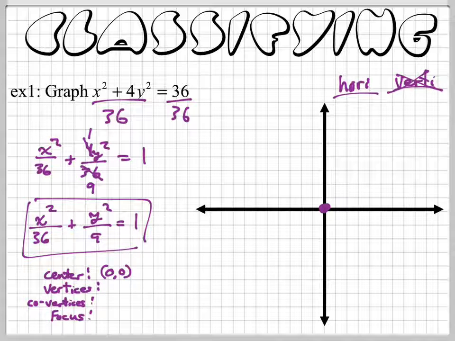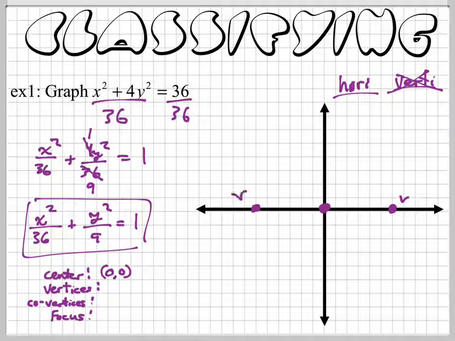It's horizontal. So that means for our vertices, they're going to be to the right and to the left. We just have to find out where they go. That's a 36, so we're going to count 1, 2, 3, 4, 5, 6 spaces to get to one vertex. And then we count 1, 2, 3, 4, 5, 6 spaces to get to the other vertex.